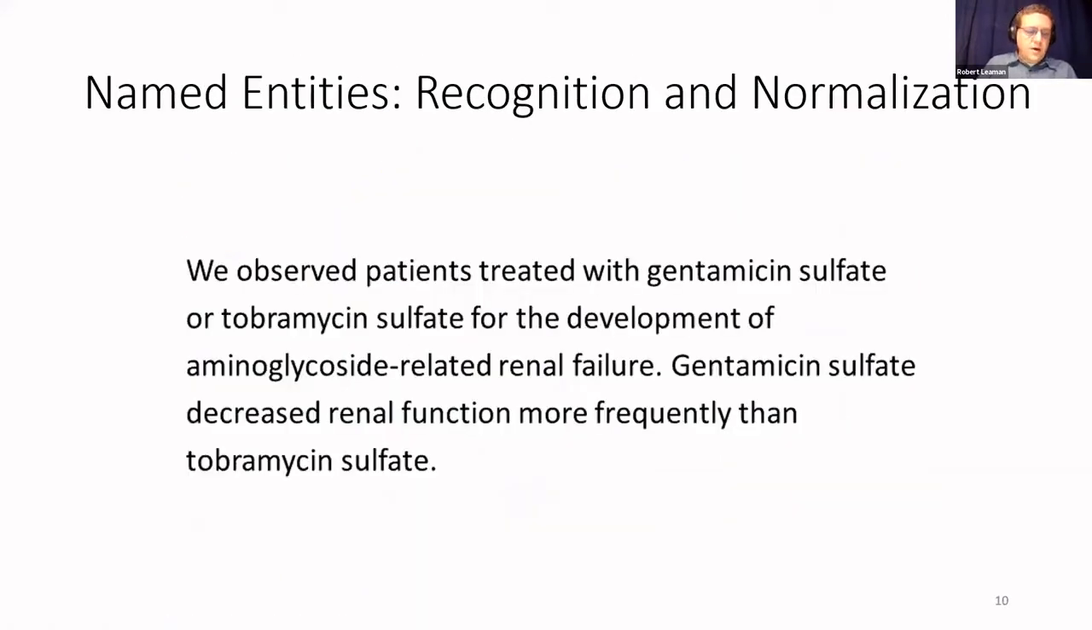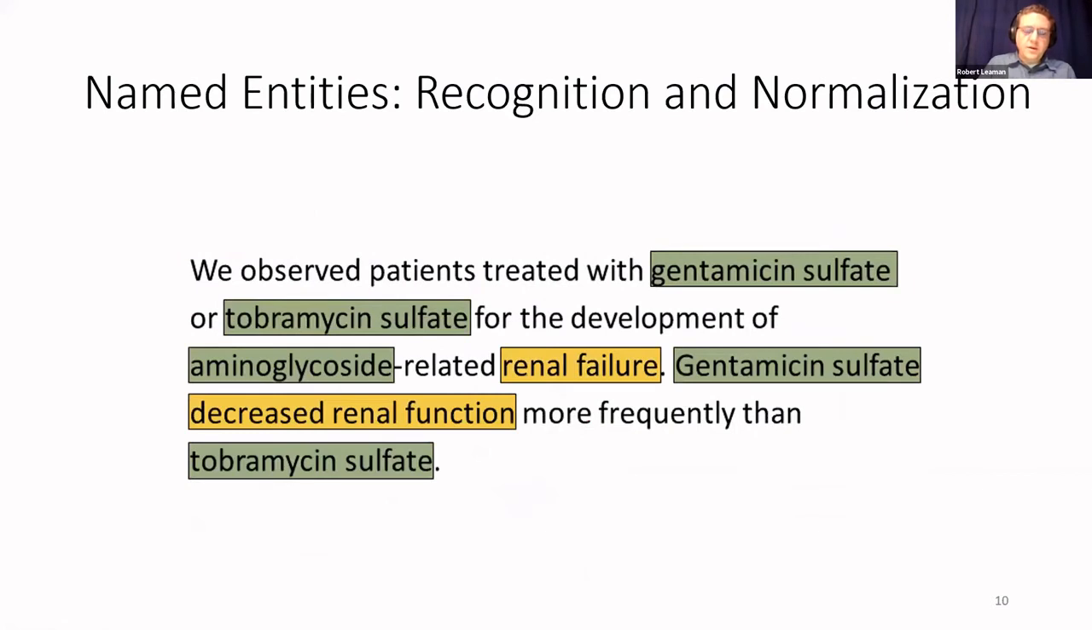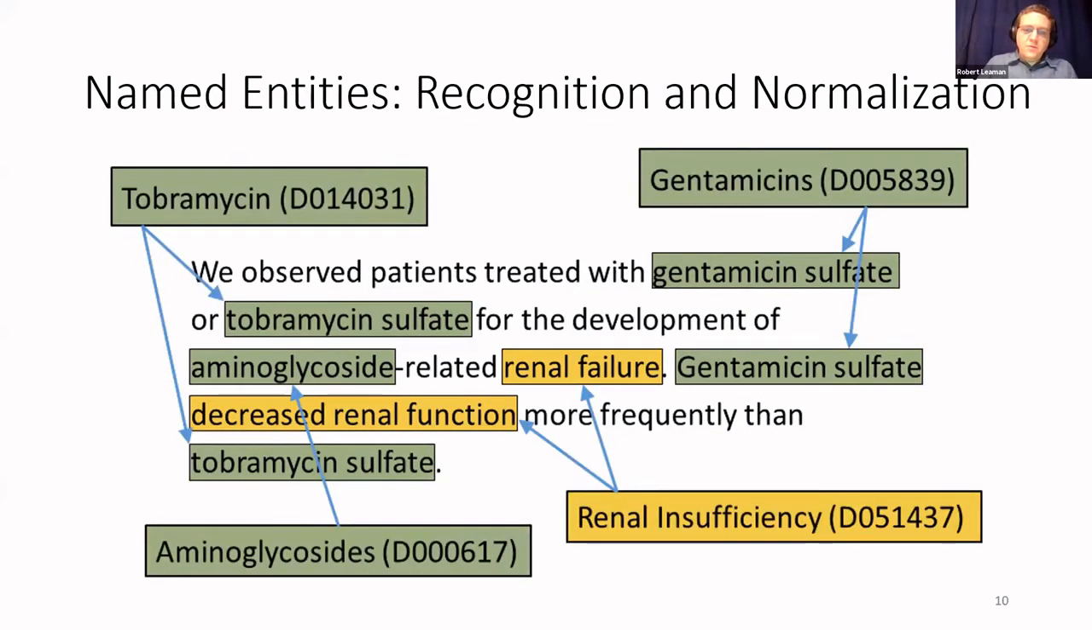So to refer to one of the more basic tasks, this is named entity recognition and normalization. Given a text such as this, the first step will be to identify named entities. The green here are chemicals, and the yellow ones are diseases. And then the second step after that will be to normalize them, that is, to ground them by linking them to a specific database entry. In this case, it's the Medical Subject Headings, MeSH.